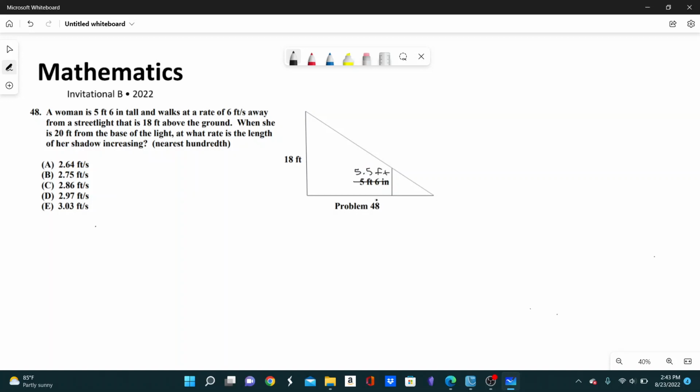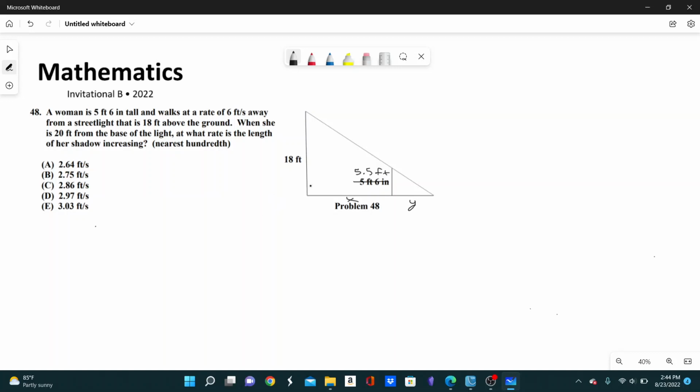So, in this problem, there are two things that are changing, and they're not the heights of the people. They're, in fact, the distance from the street light to the person, which I'll call X, and the distance from the person to the tip of their shadow, which I'll call Y.